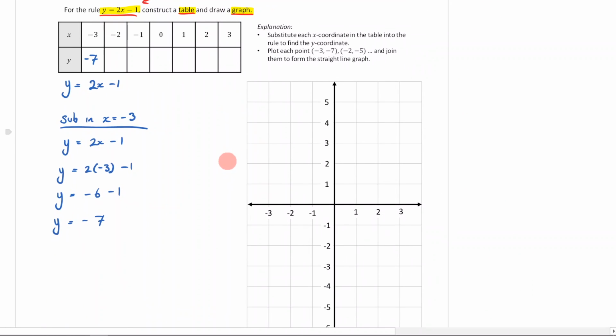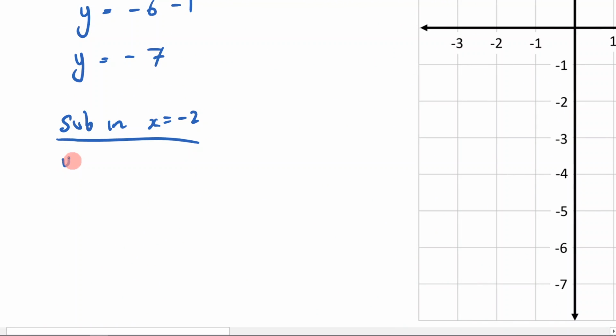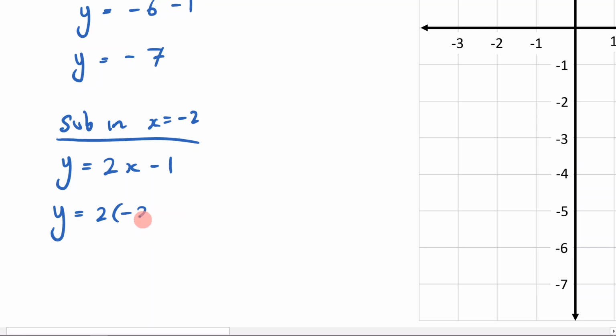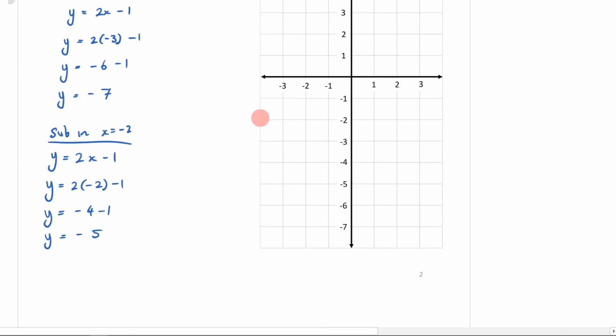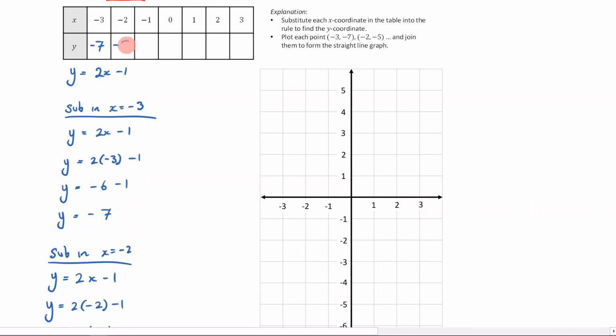So let me now go on to the next one here. Let's sub in x is equal to negative 2 to find out what my y is going to be equal to. So here we start off with our rule, y is equal to 2x minus 1. We sub in our x value, which leaves us with negative 4 minus 1. Y is therefore going to be negative 5. Let's zoom out. So I can come over here now, and I'm going to put negative 5 right there.